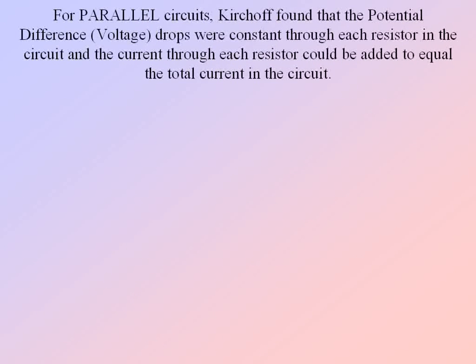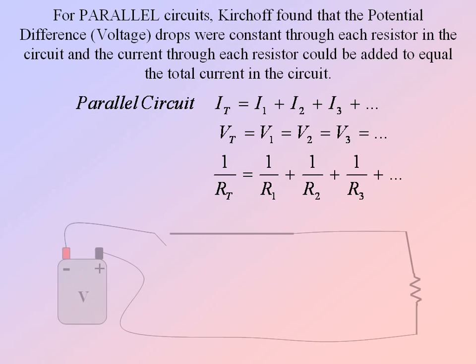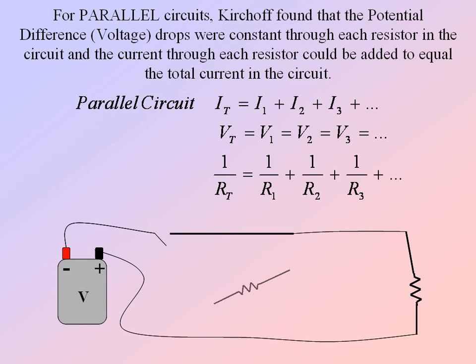For parallel circuits, Kirchhoff found that the potential difference drops were constant through each resistor, and the current through each resistor could be added to equal the total current of the circuit. In this particular setup, we have three resistors in parallel. As electrons leave the battery, some of them can go through resistor number 1. Some of them can go through 2. Some of them can go through 3.